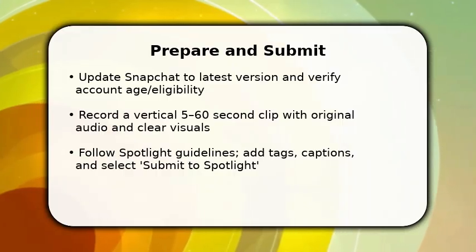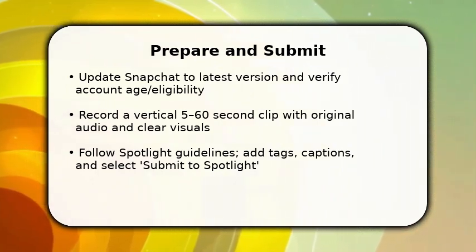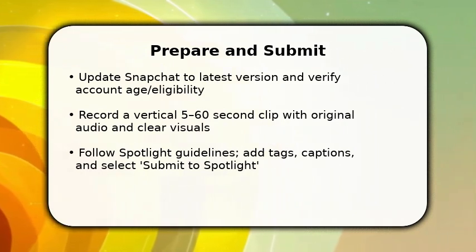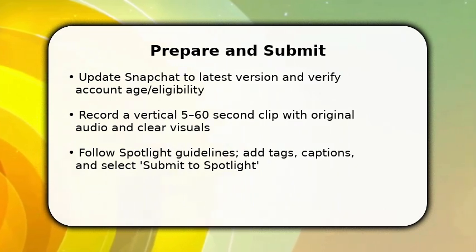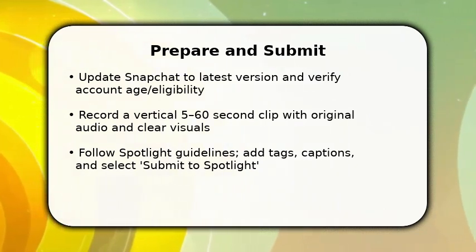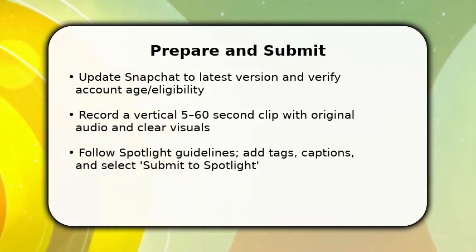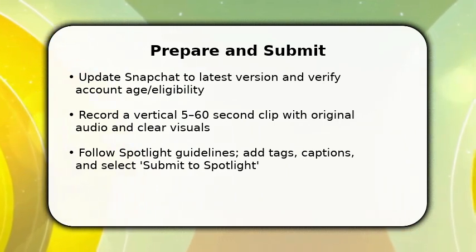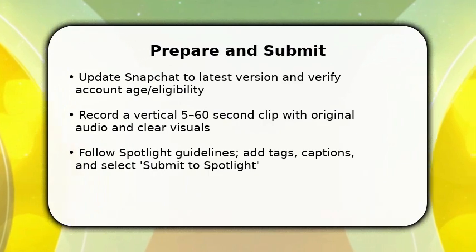You start by making sure your app is updated and your account meets Spotlight eligibility. That saves time later. Once ready, record a vertical clip between 5 and 60 seconds and keep audio original. After editing, choose a strong thumbnail, add a concise caption and relevant tags, then tap Submit to Spotlight. You do this because only submitted and guideline-compliant snaps can appear in Spotlight. Make sure you follow the rules, so Snapchat will accept and distribute your clip.